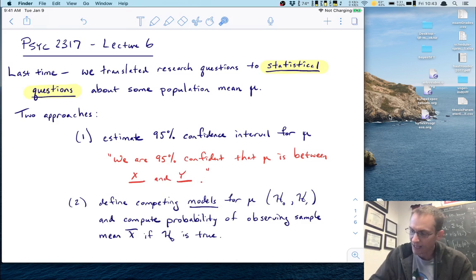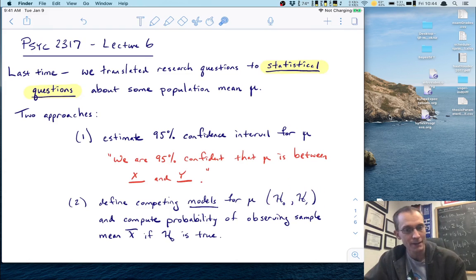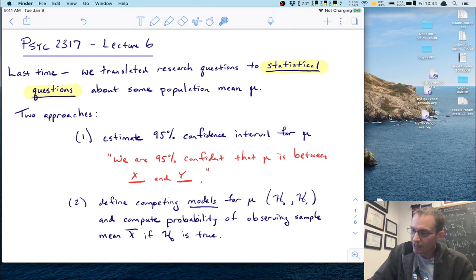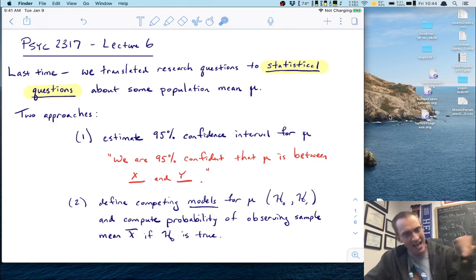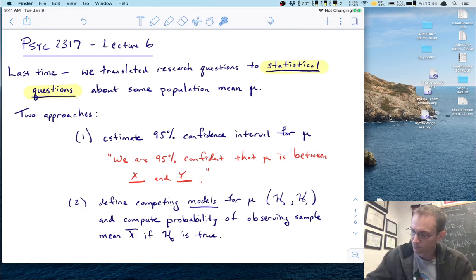The other method that we did was hypothesis testing. And that method works by defining competing models for mu. So these are statistical hypotheses that we labeled H0 and H1, where H0 was the null hypothesis and H1 was the alternative hypothesis. And what we did was we computed the probability of observing our sample mean x bar if the null hypothesis is true. And the basic idea, which we will review again today, is that if that probability is small, the null is not a good model for our observed data, so we end up rejecting it in favor of the alternative.